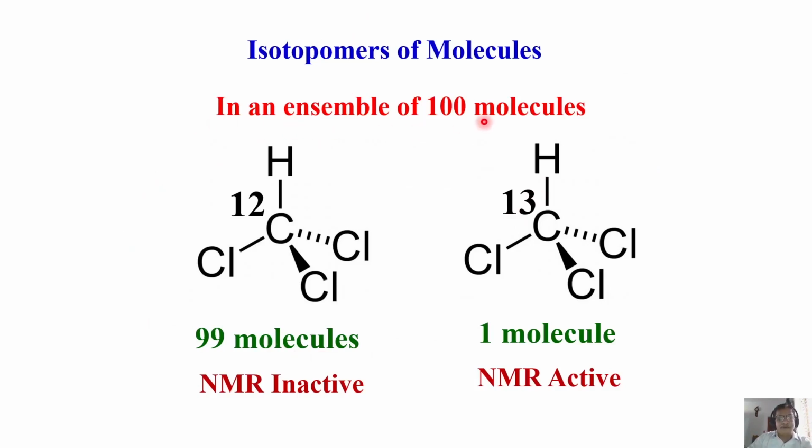I'll take 100 molecules. 99 molecules contain carbon 12. That is the major abundant spin, right? It is 99% abundant. Only one molecule has carbon 13, because its abundance is only 1%. So in 100 molecules, on a statistical average, 99 molecules have carbon 12 attached, which are NMR inactive. C12 is NMR inactive because its spin is 0, whereas C13 is NMR active and its spin is half.